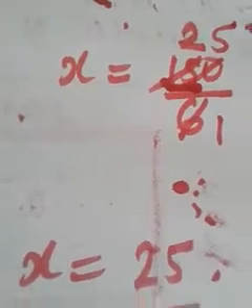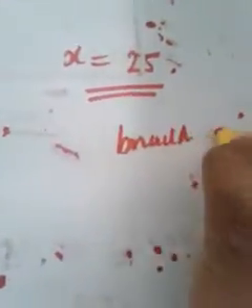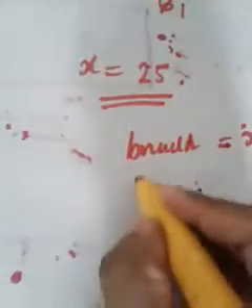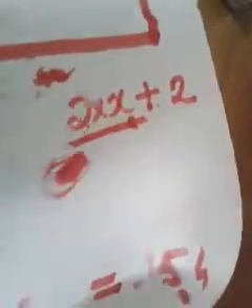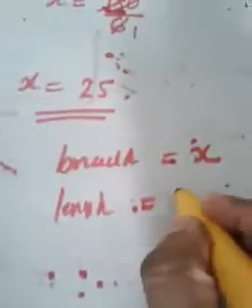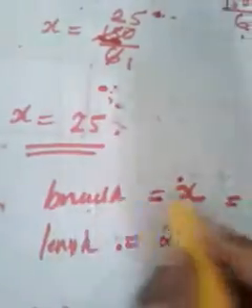So here the question is to calculate the length and breadth of the pool. What is the breadth of the pool? Breadth we already mentioned as x. Then what is the length of the pool? We mentioned the breadth of the pool as x and the length of the pool as 2x plus 2. So breadth will be x and length will be 2x plus 2.